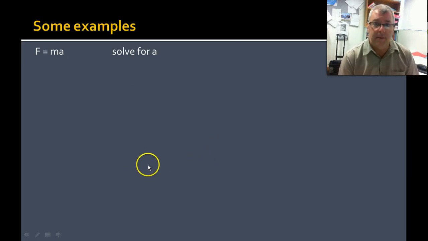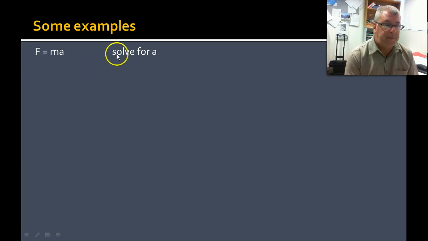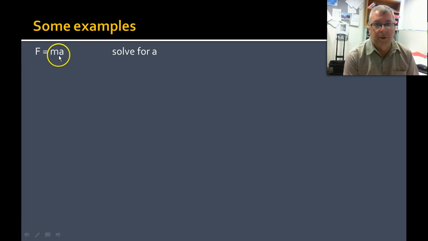So let's go through some examples. I've pre-written most of these, so I'm going to go fairly quickly, but again feel free to pause. Here we want to solve for a, and we've got the formula for force equals mass times acceleration, and a is not by itself. So we might be given the mass in kilograms and the force in newtons, and we're asked what is the acceleration that a mass of 10 kilograms experiences when it experiences 10 newtons of force, and we'd have to work it out.